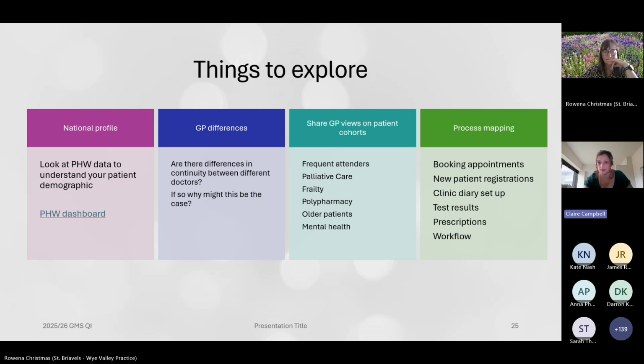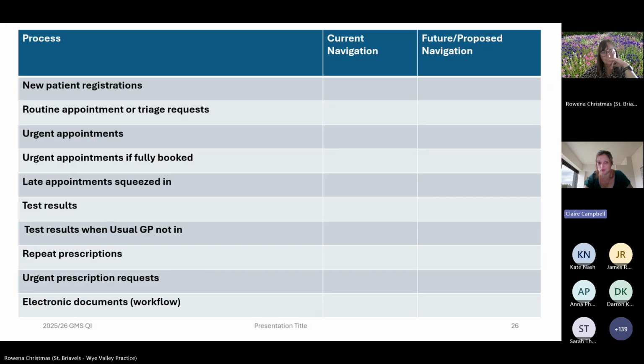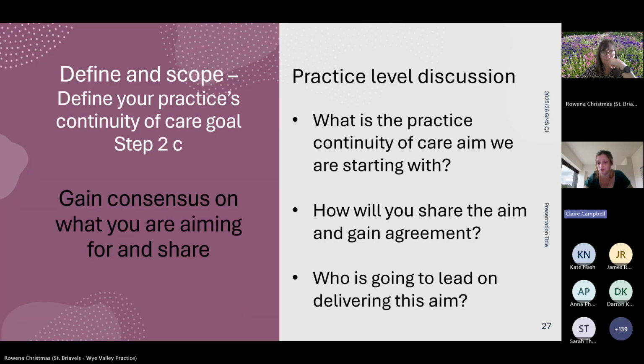So on the next slide is a table that you could construct to help you review the different processes and see if there are any changes you'd like to put in place as a surgery to help streamline things. So step 2C is about gaining consensus on what you're aiming for and sharing this vision as a practice.